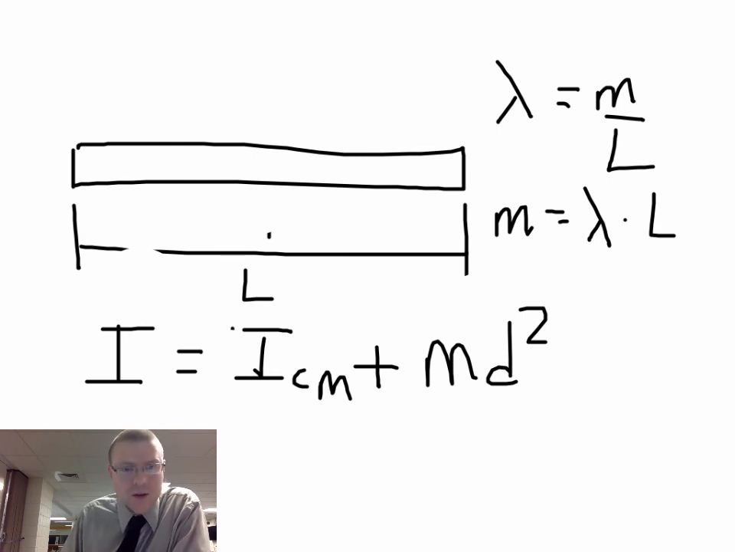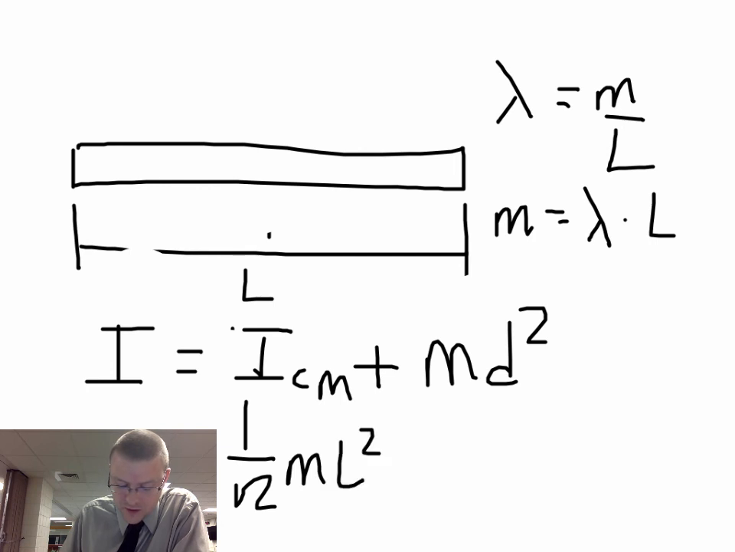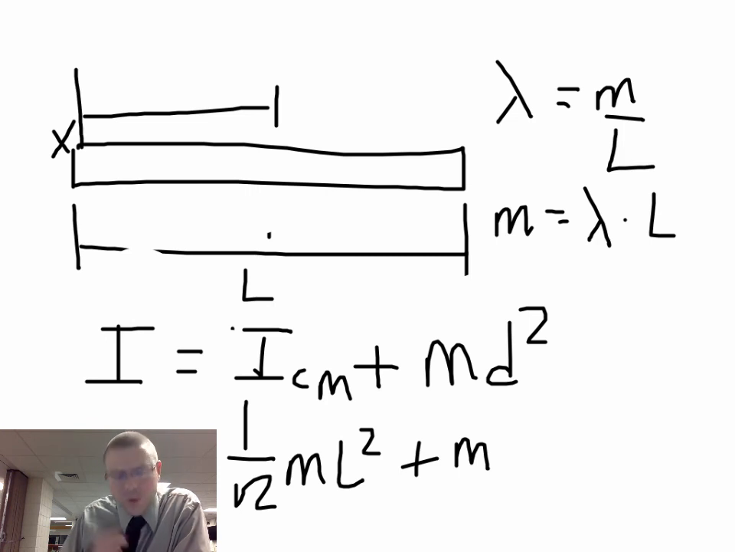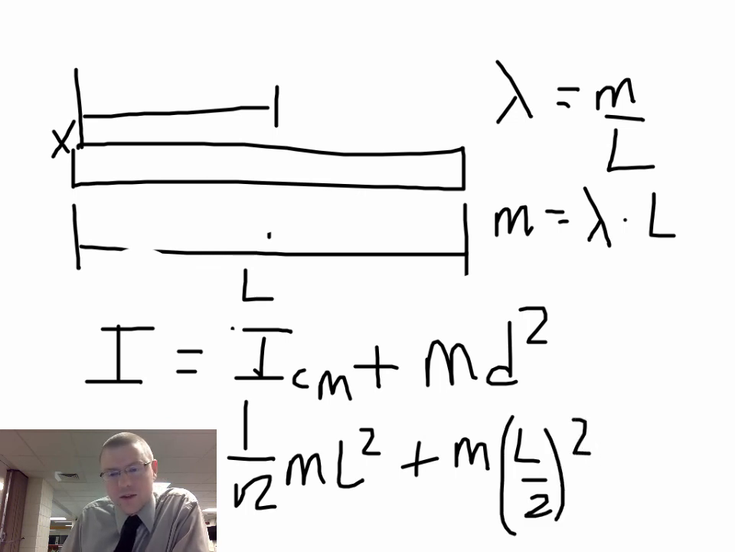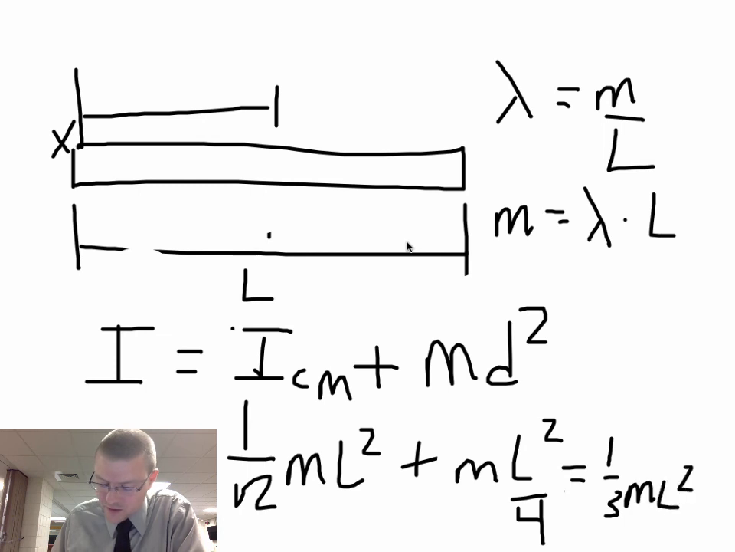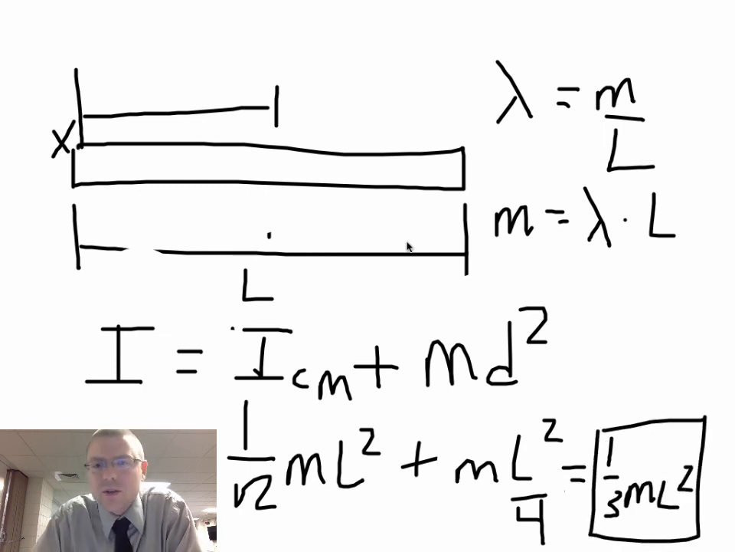Well, I know the moment about the center of mass for a rod is 1/12 ml squared. And I'm going to add that to the mass of the rod, multiplied by the distance from the center of mass to my new pivot point, which I'm going to pick as my endpoint. So really, the distance there is only half L, and don't forget to square it. So if I do a half L squared, I'm going to get L squared over 4. And if I take a 12th plus a 4th, I end up getting 1/3 ml squared, which is exactly what we calculated through our integration.